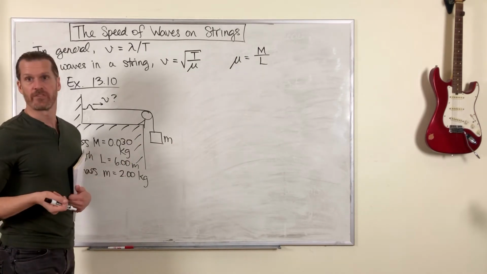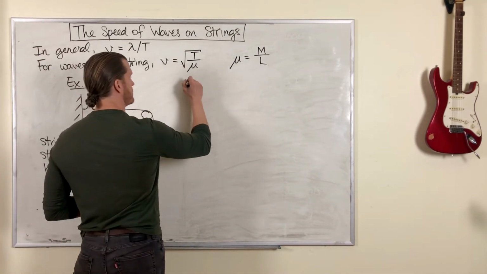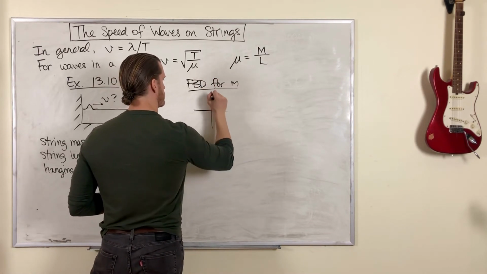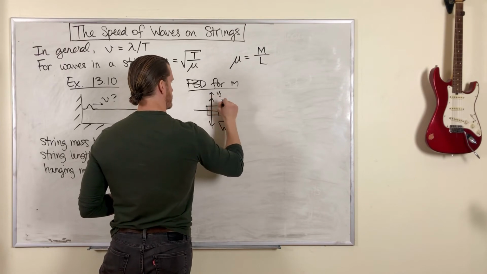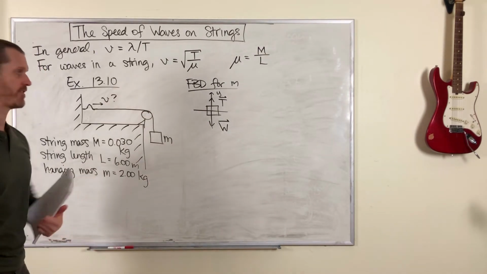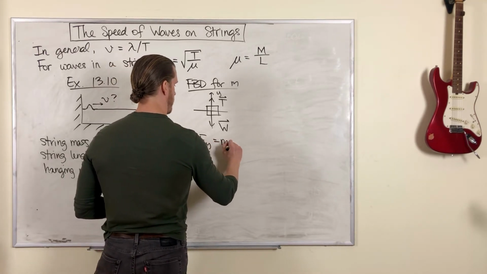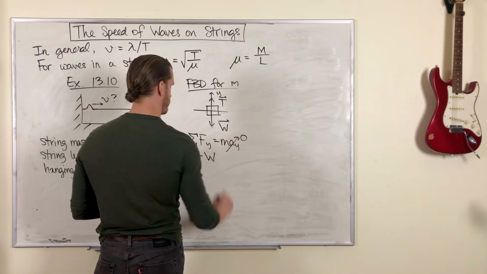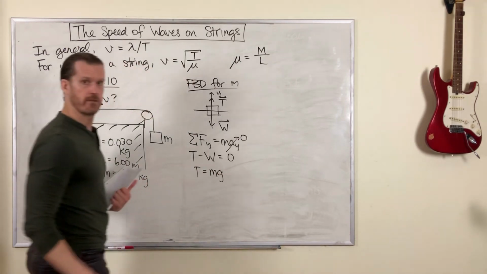Well, the first thing we need to do is figure out the tension in the string. And we can do that by looking at a free body diagram for that hanging mass. Hanging mass has gravity pulling down. It's got the tension from the string pulling up. It's stationary, so it has zero acceleration. Tension minus the weight of that thing equals 0, so the tension force equals mg.